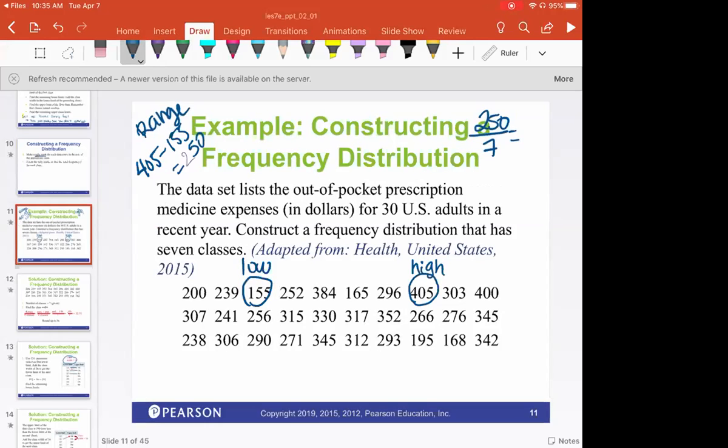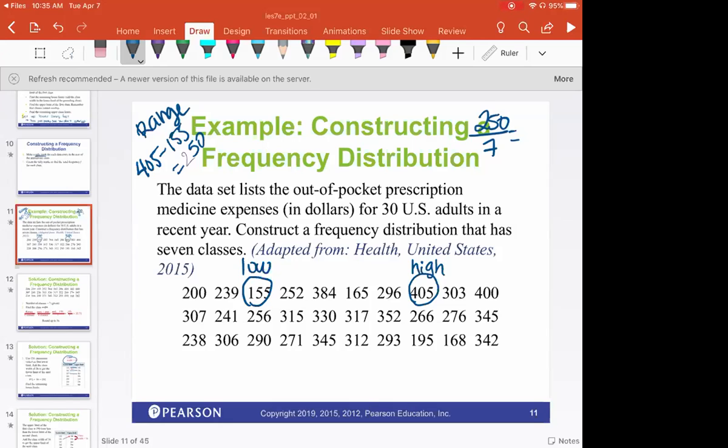All right, constructing a frequency distribution. The data set lists the out-of-pocket prescription medicine expenses in dollars for 30 US adults in a recent year. Construct a frequency distribution that has 7 classes. All right, I want to have 7 classes. Now, I need to do some work to be able to do this.